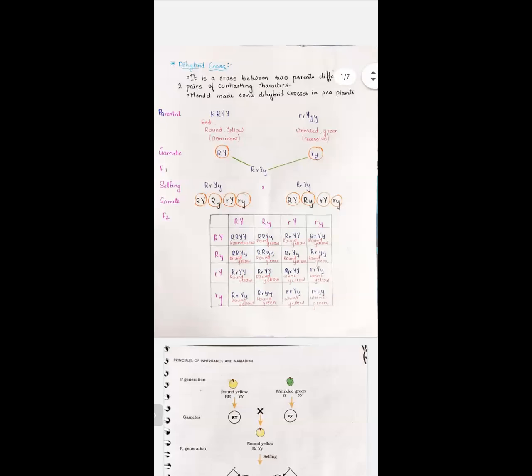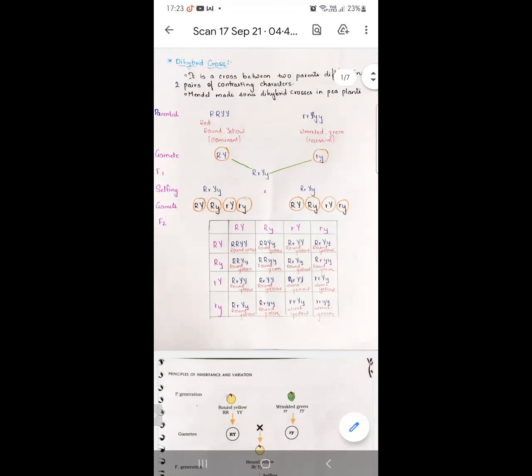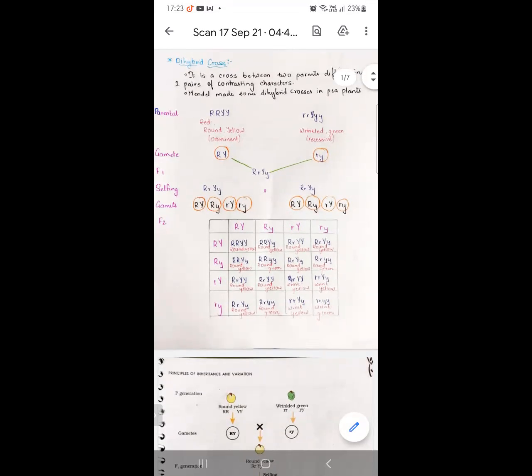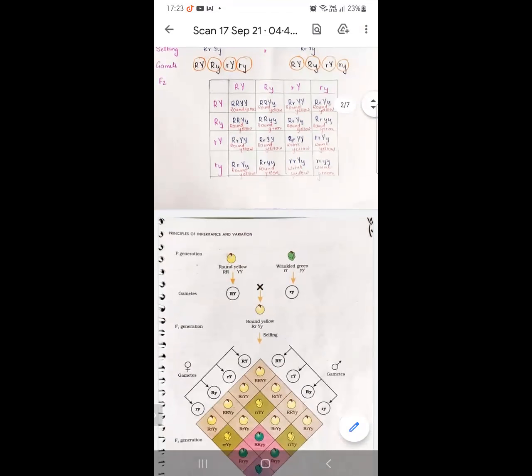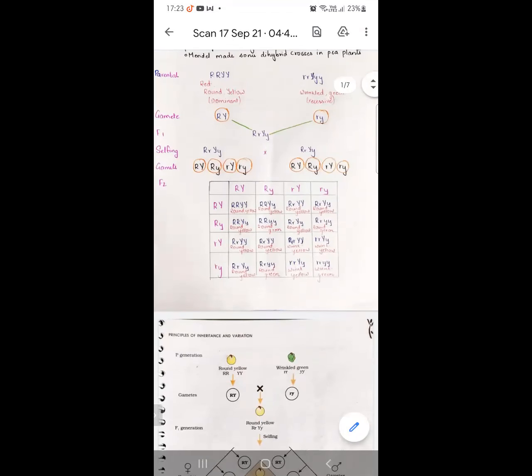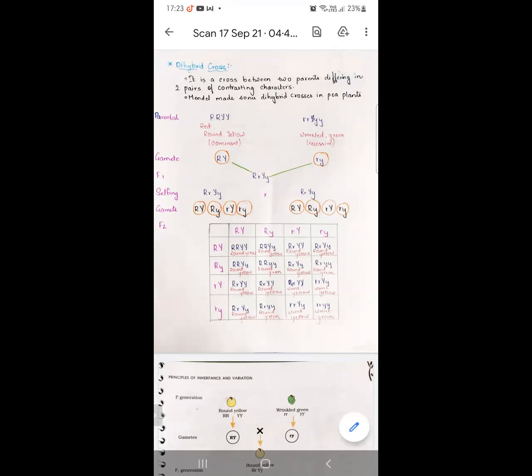Hi, I'm Sejal Tunwalkar. In the last video, we saw this chapter up to monohybrid cross. Today we'll see dihybrid cross, incomplete dominance and codominance. Let's start with dihybrid cross.